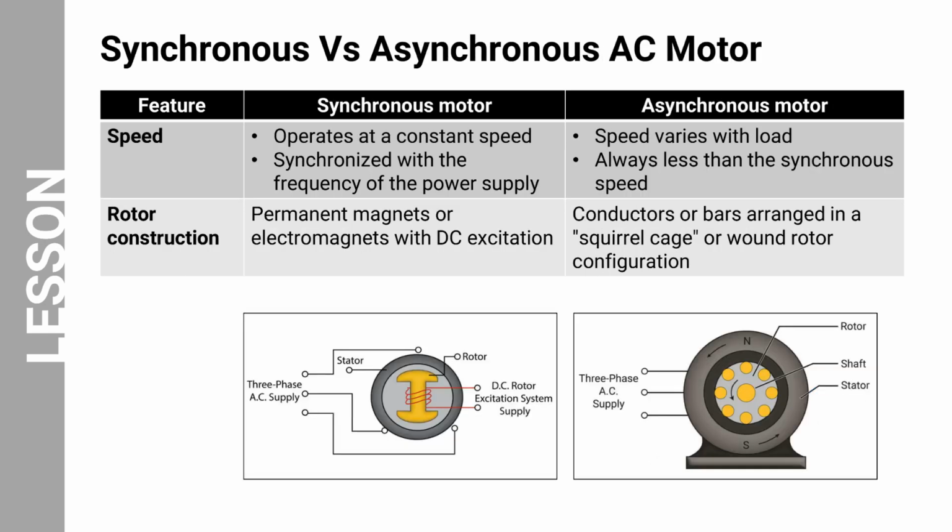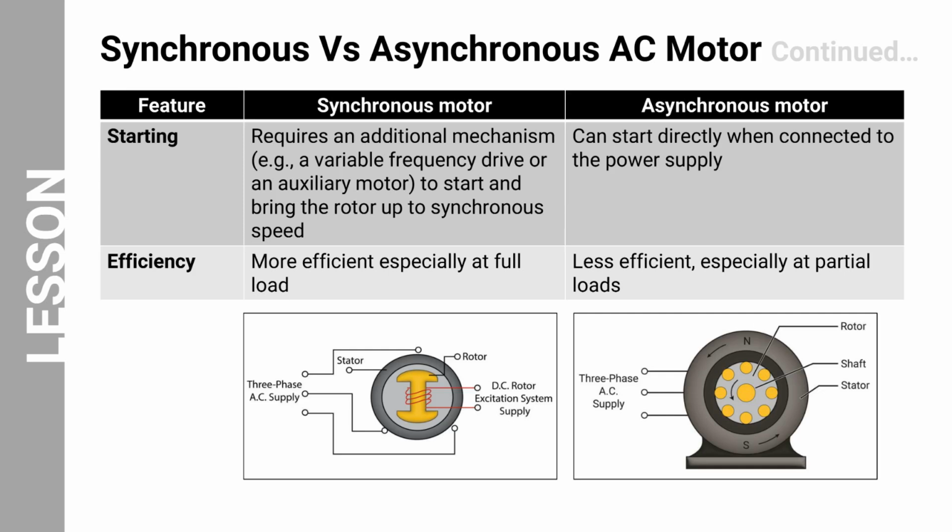Now let us look at some of the main differences between the two types of AC motors, namely synchronous and asynchronous AC motors. Synchronous motors operate at a constant speed, synchronized with the frequency of the power supply, while asynchronous motors have speeds that vary with load and are always less than the synchronous speed. The rotor of a synchronous motor is constructed using permanent magnets or electromagnets with DC excitation, whereas asynchronous motors have rotors with conductors or bars arranged in a squirrel cage or wound rotor configuration.